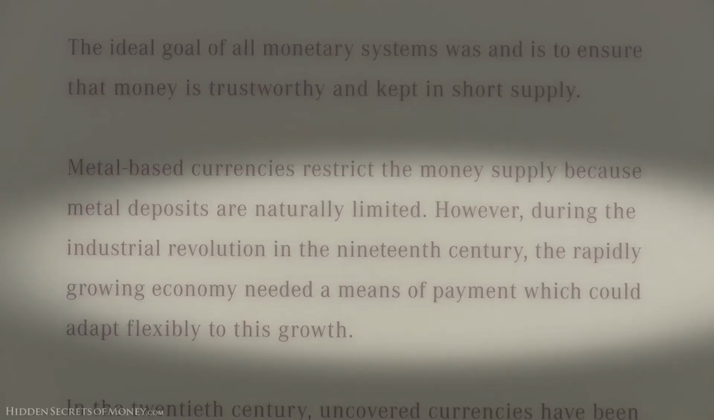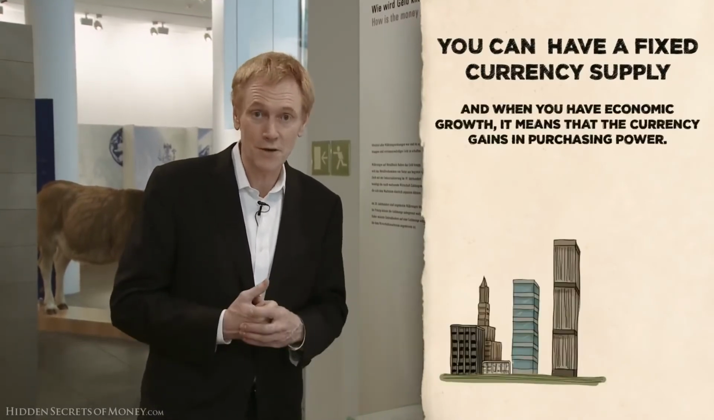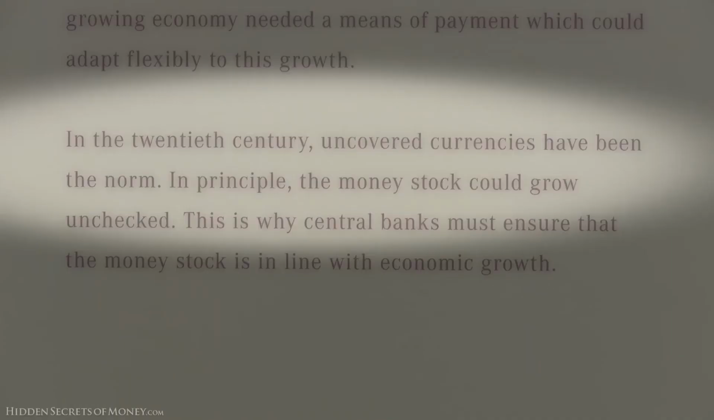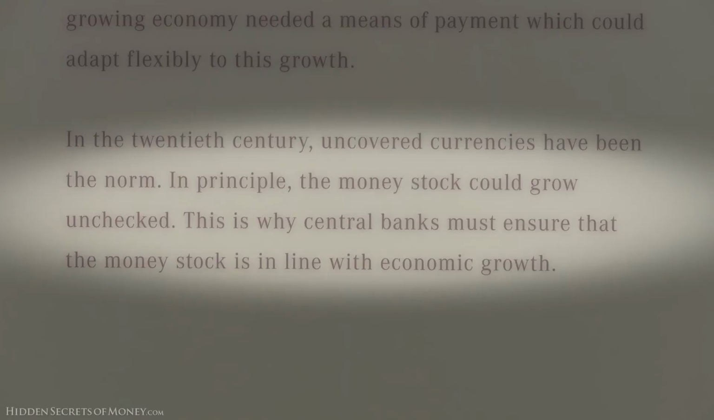However, during the Industrial Revolution in the 19th century, the rapidly growing economy needed a means of payment which could adapt flexibly to this growth. Baloney. You can have a fixed currency supply, and when you have economic growth, it means that the currency gains in purchasing power. In the 20th century, uncovered currencies, meaning unbacked currencies, have been the norm. In principle, the money stock could grow unchecked. This is why central banks must ensure that the money stock is in line with economic growth. Yeah, right.